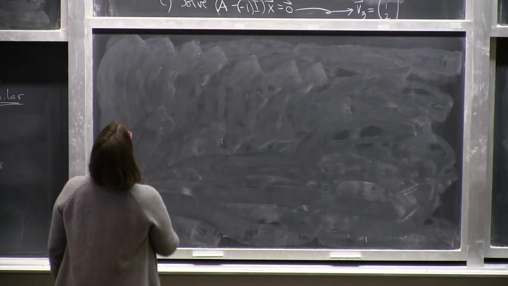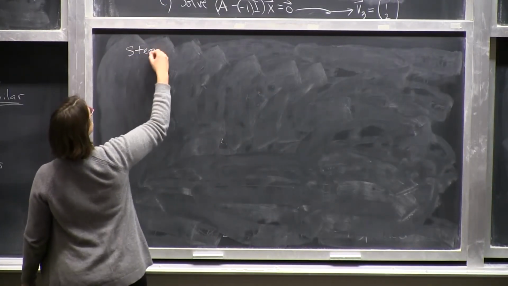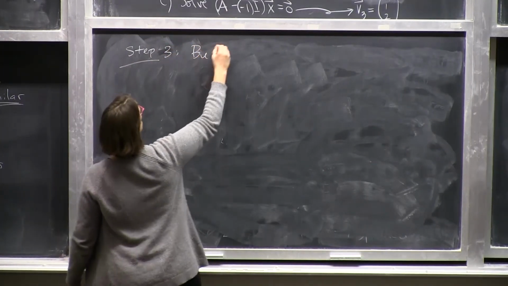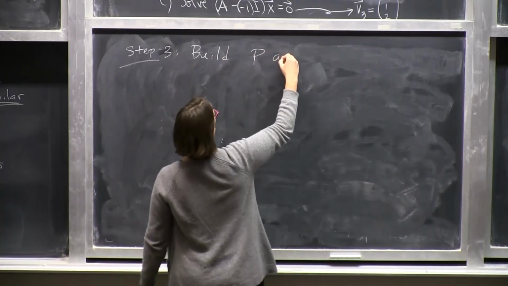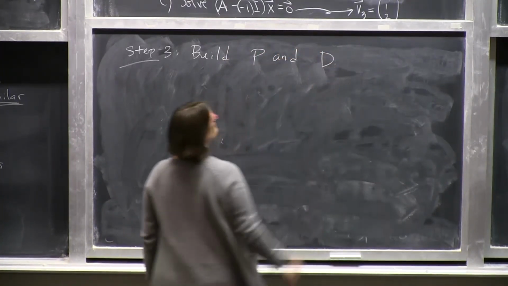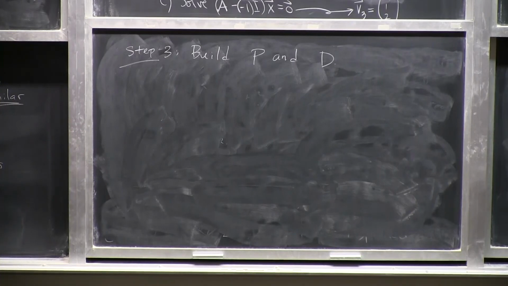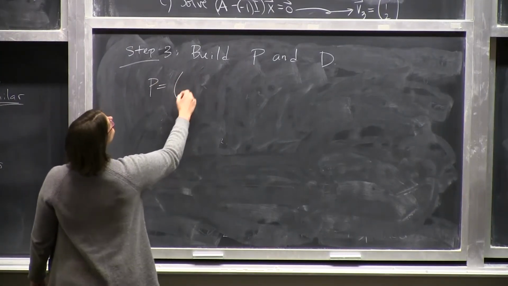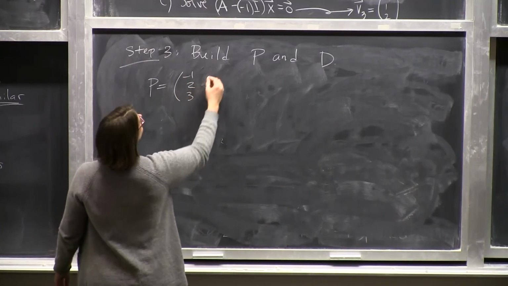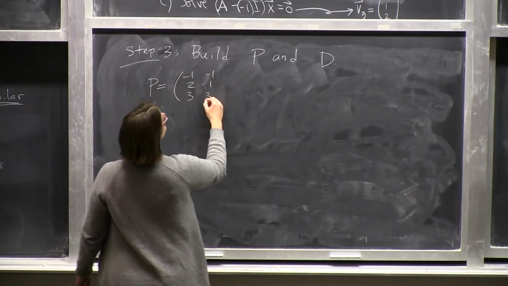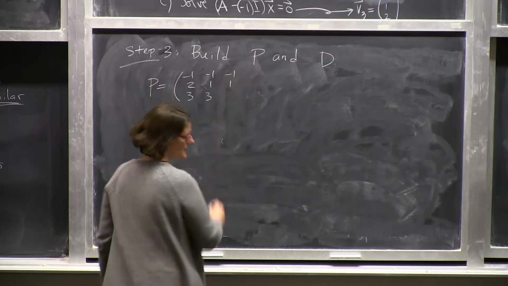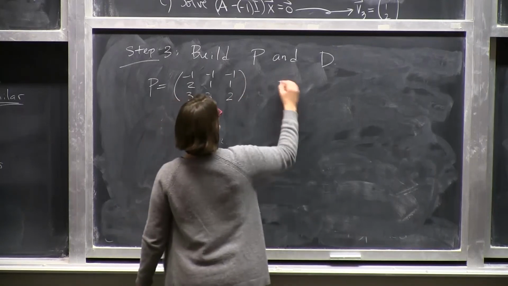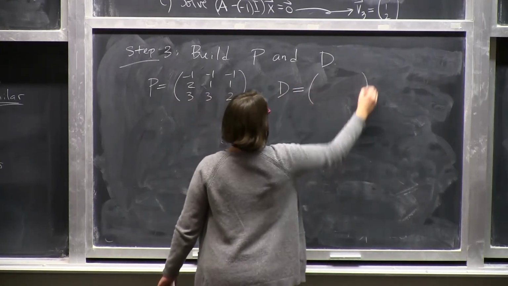So step 3, build P and D. Now, one student might have P as minus 1, 2, 3, minus 1, 1, 3, minus 1, 1, 2. And for this student to be correct, what must their diagonal matrix be?